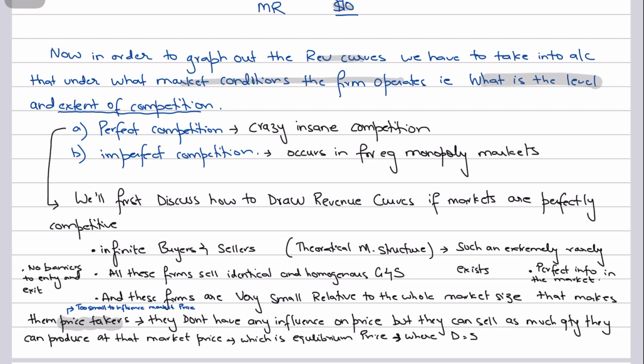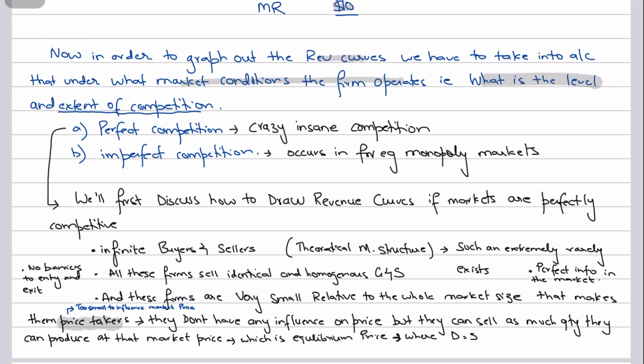So the thing is that firms in a perfectly competitive market, since the competition is perfect, are obviously selling an identical, homogeneous product. So whatever Mr. A is selling, Mr. B is selling exactly the same thing, right? So the competition is perfect and the product is homogeneous and identical. And these firms are very small relative to the market.